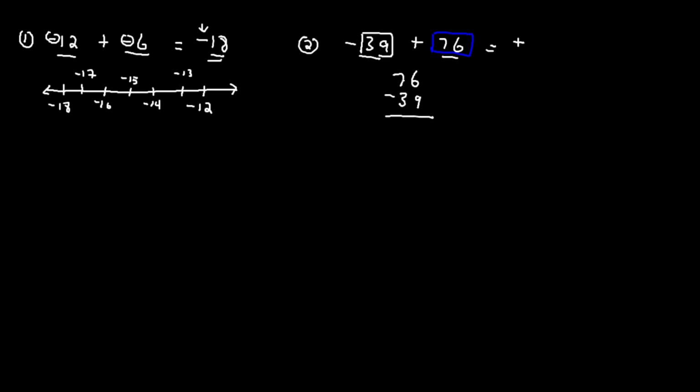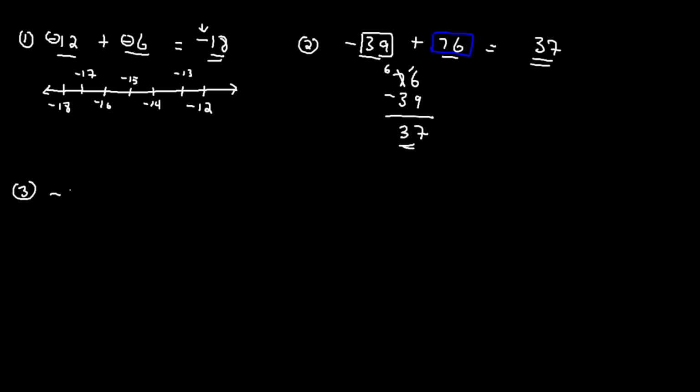Now, 6 minus 9, well, we cannot subtract 9 from 6, so we need to borrow 1. This will be 6, and now this will be 16. Now 16 minus 9 will be 7. 6 minus 3 will be 3. So your answer is 37, positive 37. But we actually don't need the positive sign because we know this is a positive number. Here's another example. Try to solve it.